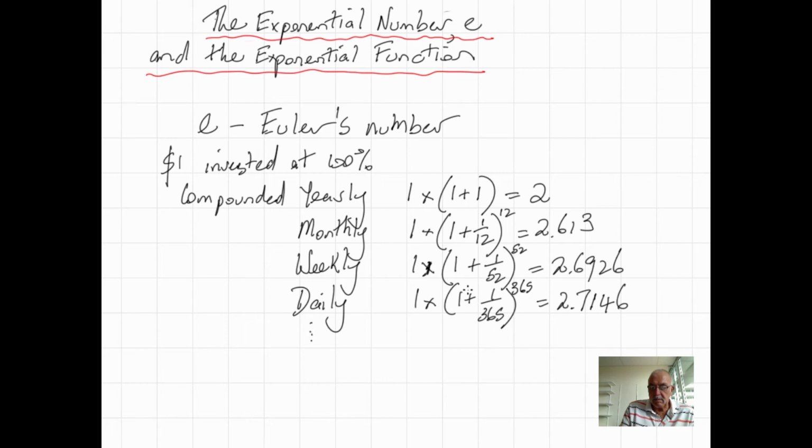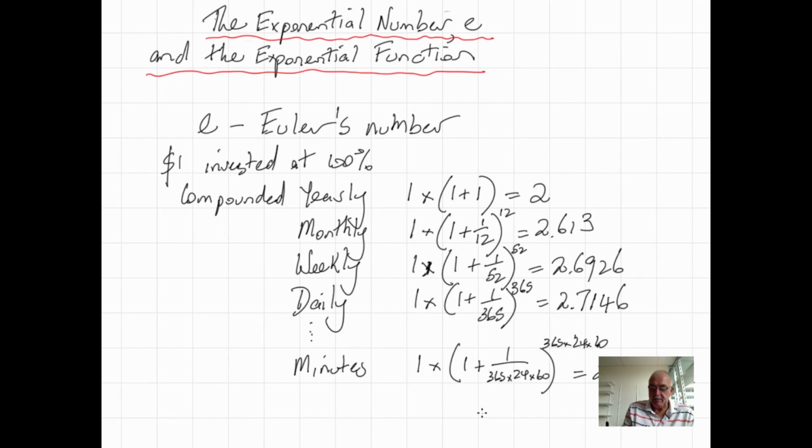So if it was down to minutes, so every minute it compounded, it'd be 1 times 1 plus 1 over 365, that's how many days in a year, times 24 hours, times 60, raised to that power, and we get 2.71828. That's a very good approximation to what Euler's number is.